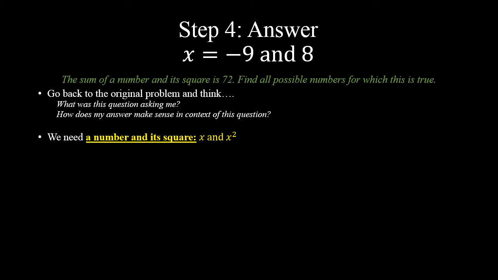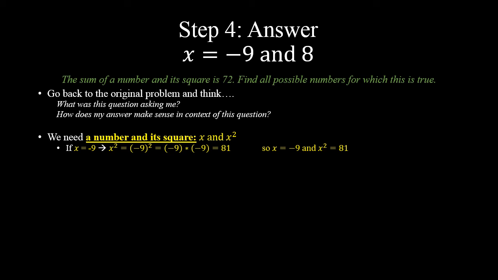We solved just for x, which means we haven't found our x squareds yet. But we have x, so we can find x squared. Let's start with x equals negative 9. If x equaled negative 9, well, its square would be 81, right? X squared equals 81. So now we have a number x and its square 81.